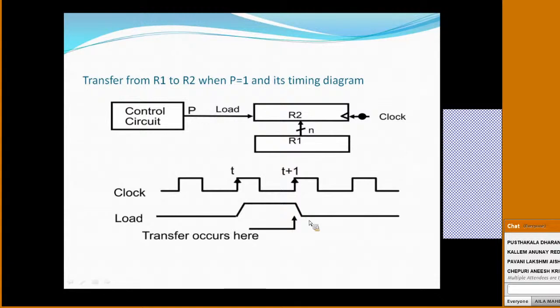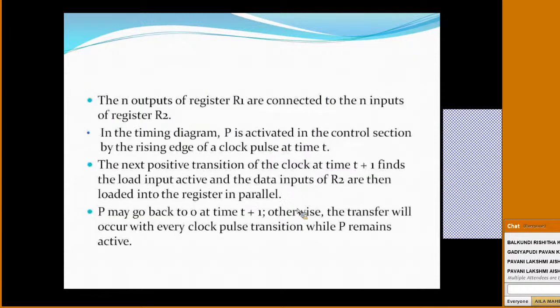Whenever it is transferring the data, the value of P will become 0. Assume that if it continuously stays high, then data will be continuously transferred from R1 to R2. This data transfer would be a continuous process. That is the reason that in the next clock pulse the value of P should be 0. Therefore, no transfer will happen. Right?